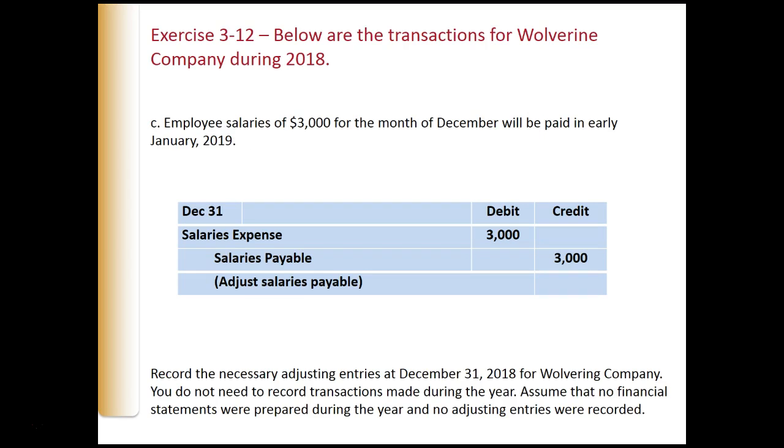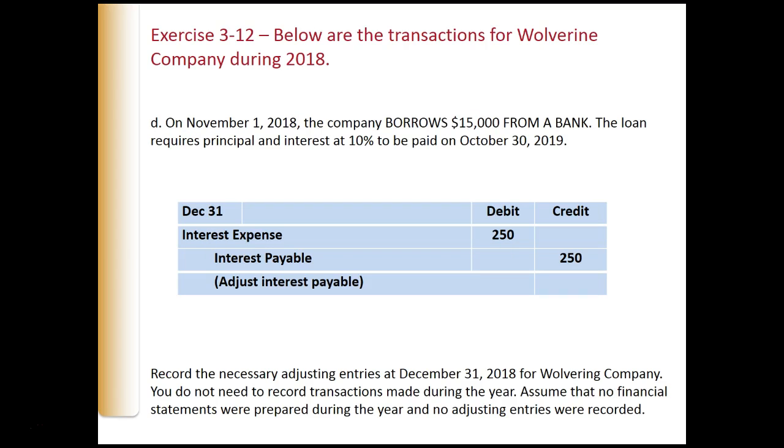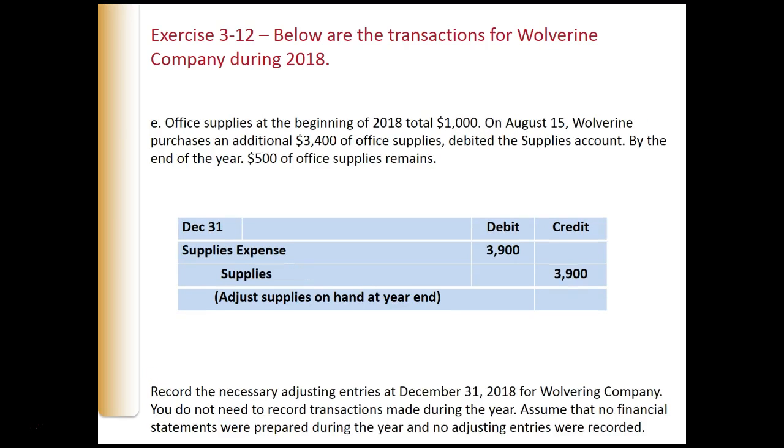Employee salaries of $3,000 a month are accrued in December and aren't going to get paid till January, we debit our salaries expense, we credit our salaries payable. We borrow $15,000 from a bank, we need to report the interest that's been accrued. We will show the interest on $15,000 from a bank at a 10% interest rate for 2 months. We show the interest expense increased, the payable also increased.